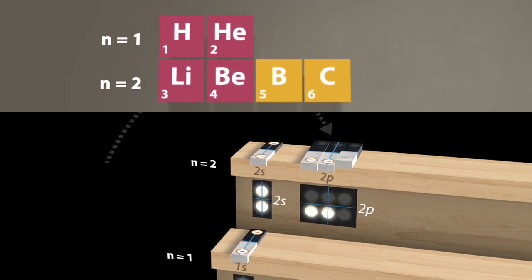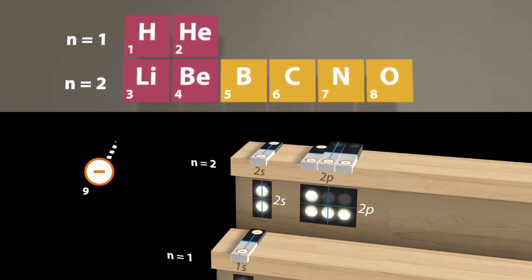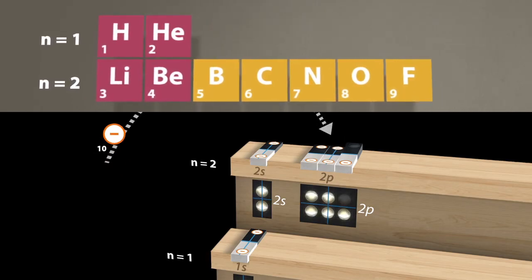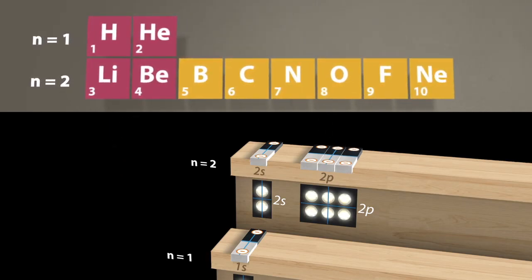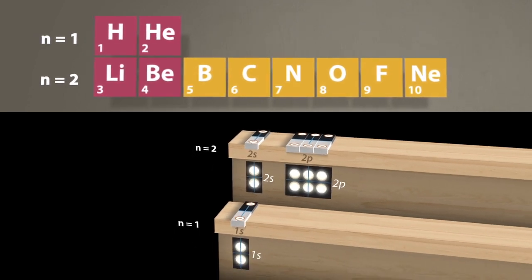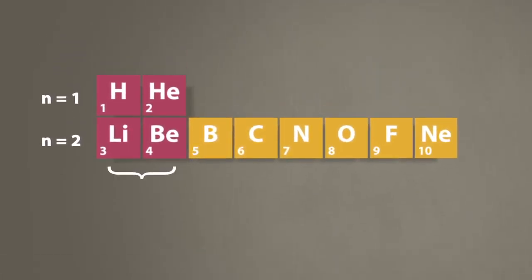With nitrogen, all p orbitals are filled once. It is only with oxygen that a p orbital is filled twice. The next in line is fluorine. Finally, the noble gas neon completes the second shell. We have thus explained the arrangement and number of elements of the first 2 periods of the periodic table.